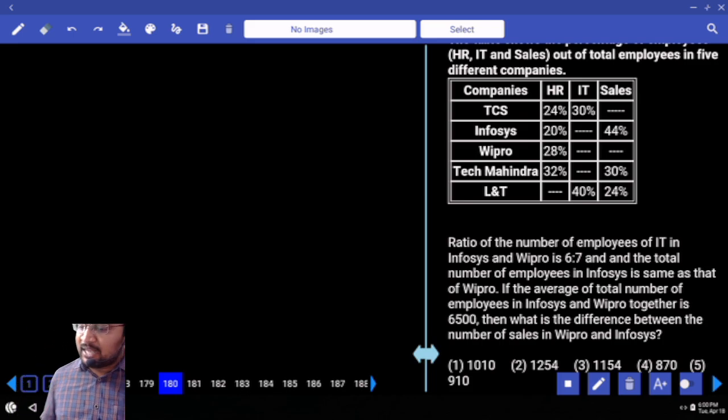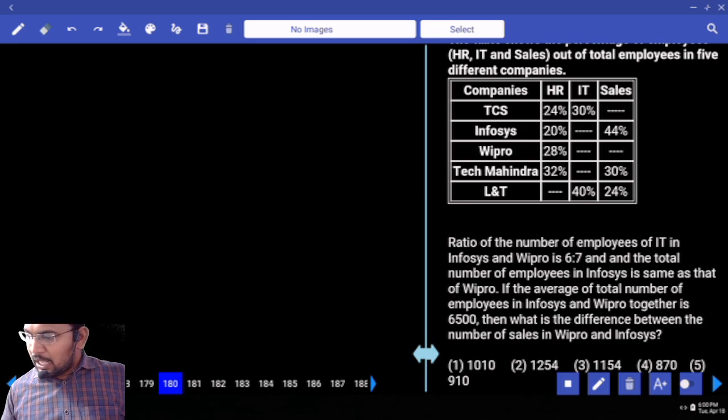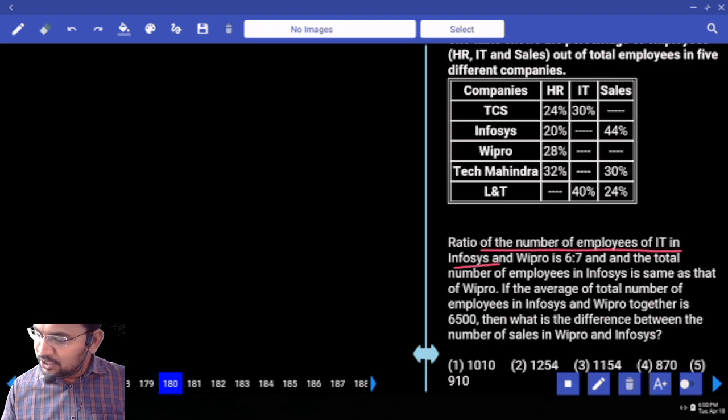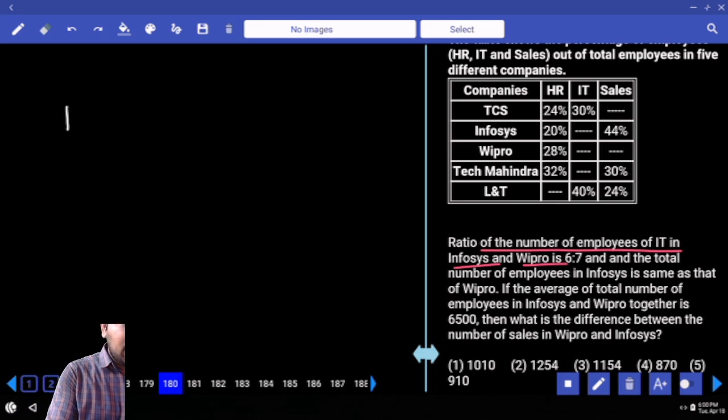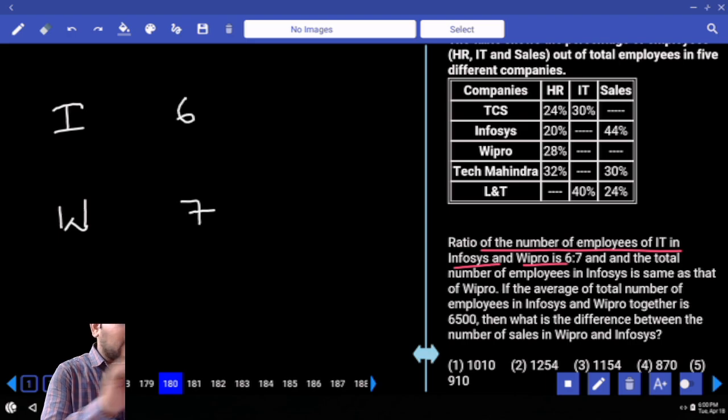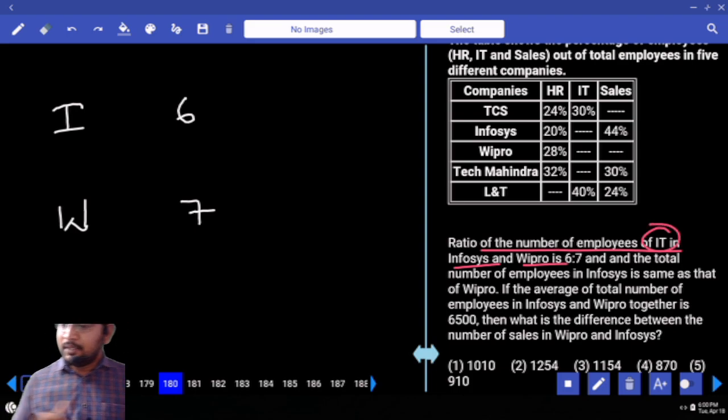Ratio of the number of employees in IT in Infosys and Wipro. See, the ratio of the number of employees of IT, Infosys and Wipro is 6:2. These are not total employees, only IT.